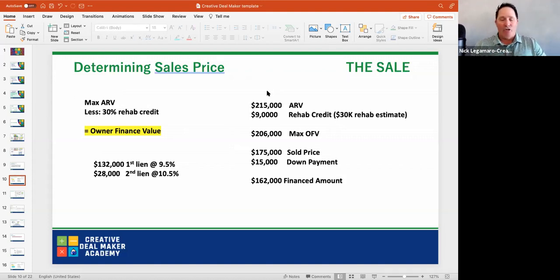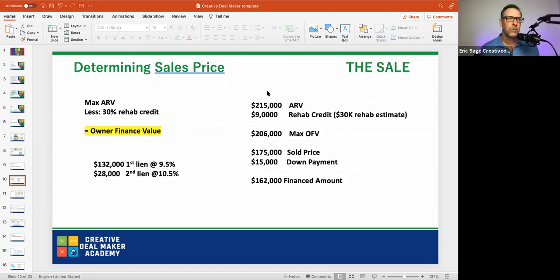When you see the pictures, you're going to say that's not a $30,000 rehab. But there again, I use it to model conservatively. I'm not going to give them a $30,000 reduction in the sale price. I'm going to give them about 30%, which in this case would be about $9,000. It's a little bit more, but I just rounded it down to 9,000.